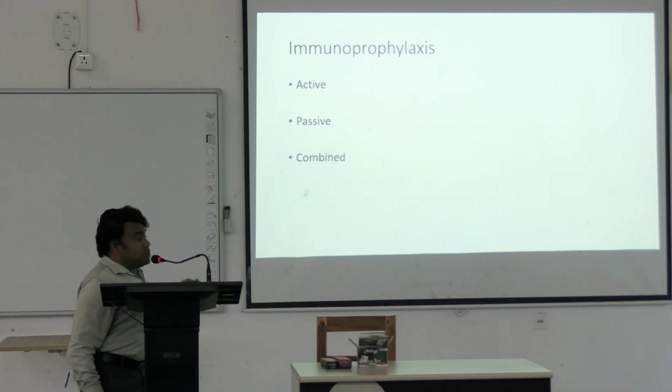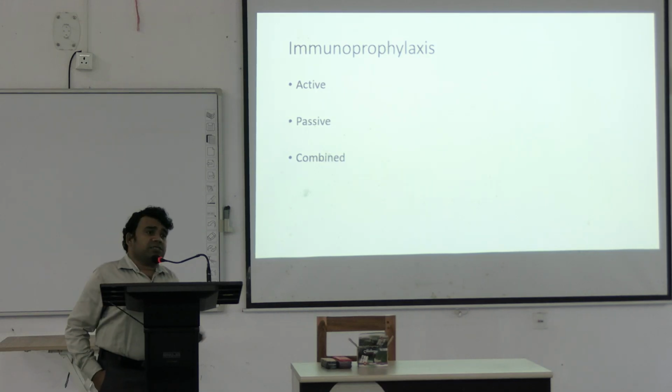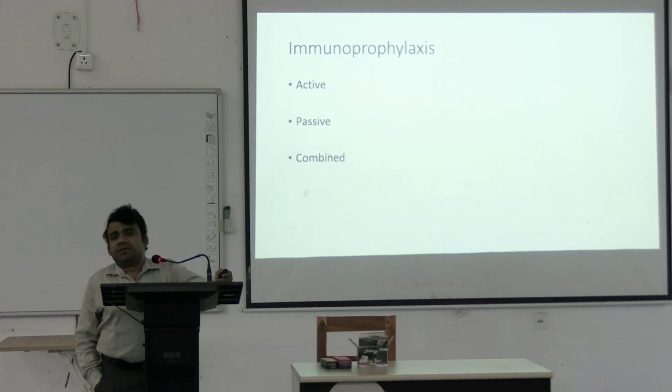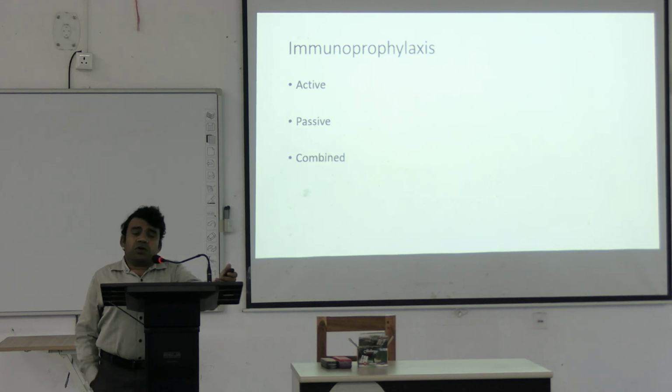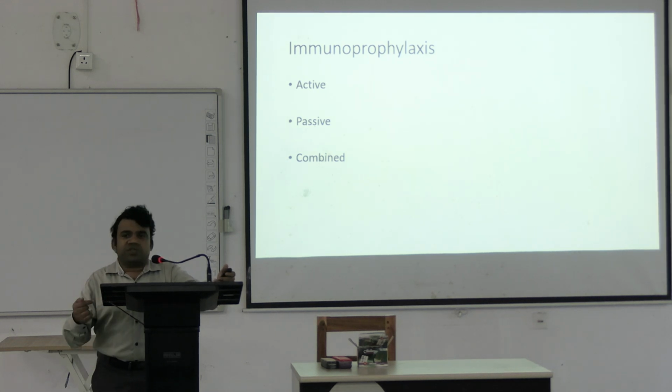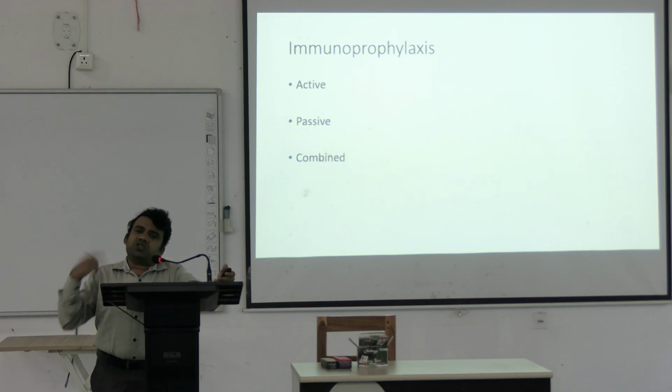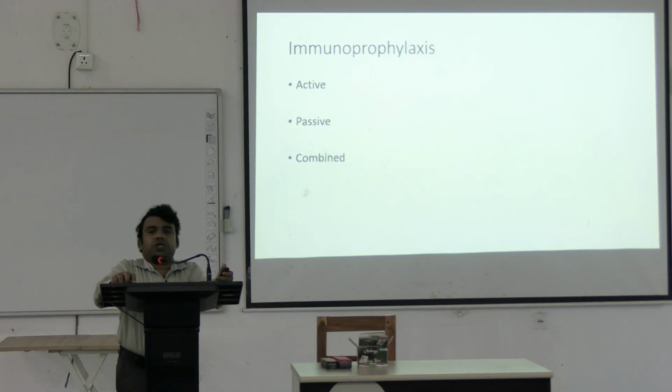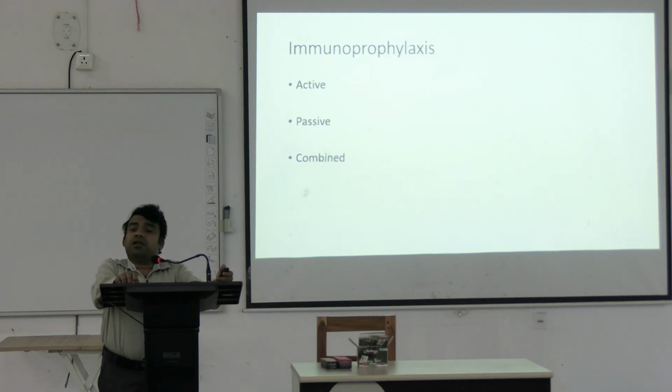Now, there is something called passive immune prophylaxis. What is passive immune prophylaxis? Suppose a person is not able to mount a sufficient immune response. Will the vaccines work? The answer is no, because vaccines actually trigger the immune response. So, if a person fails to mount an immune response, what do we need to do? We need to provide the same factors from the outside, most commonly the immunoglobulins.